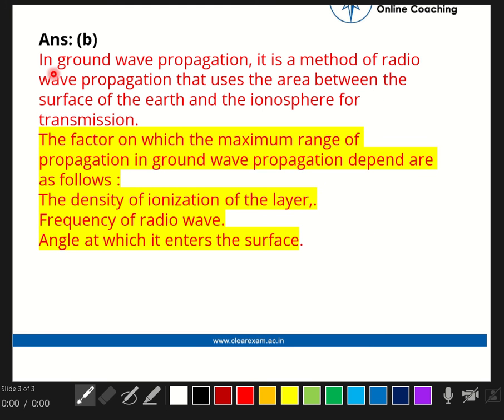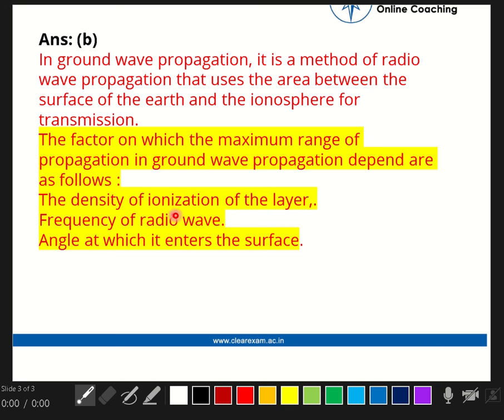I have described ground wave propagation for you. Ground wave propagation is a method of radio wave propagation that uses the area between the surface of the Earth and the ionosphere for transmission. And these are the factors that the range of ground wave propagation depends upon.